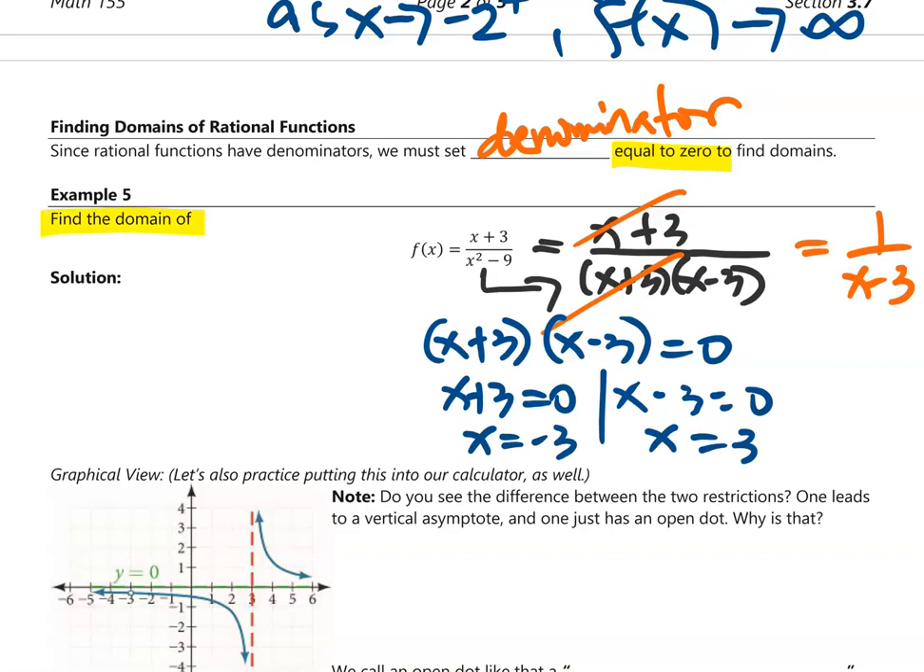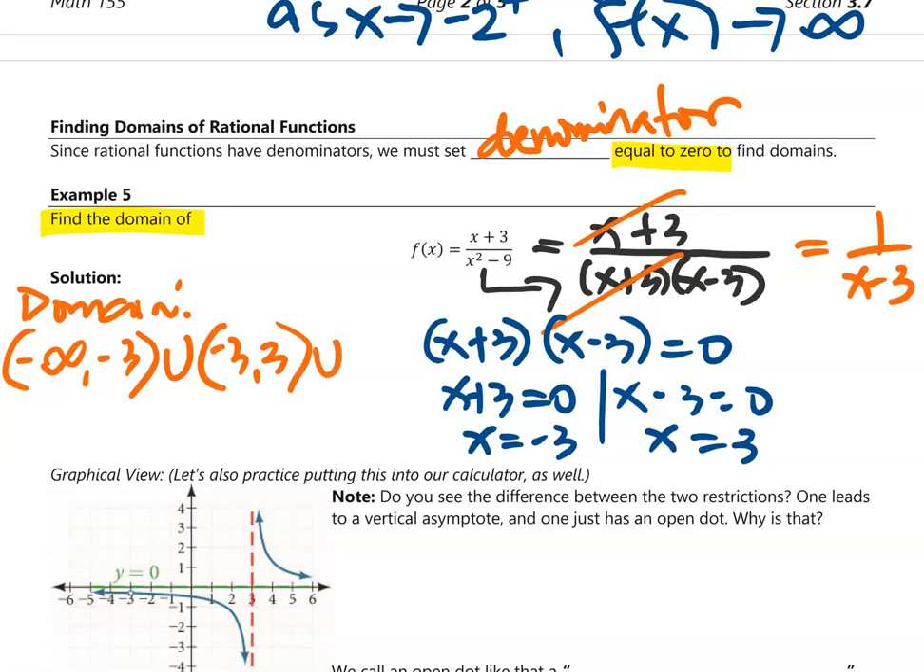So that's what we want. Find the domain. So the domain is from negative infinity to negative 3, union from negative 3 to positive 3, union from positive 3 to positive infinity. So this is the answer.